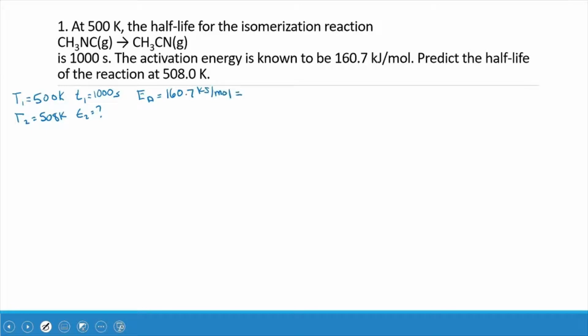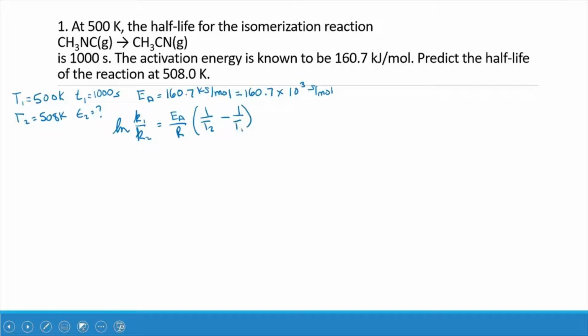And we can just rewrite that as 160.7 times 10 to the third joules per mole, because there's 1,000 joules per 1 kilojoule. And we need this in joules for our equation. So I think the hardest part here is actually figuring out what to do with our equation. We know that the natural log of K1 over K2 is equal to our activation energy divided by R times 1 over T2 minus 1 over T1.